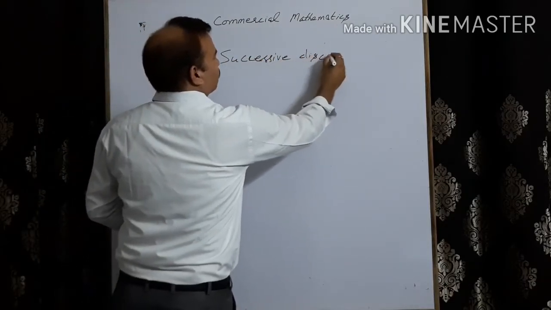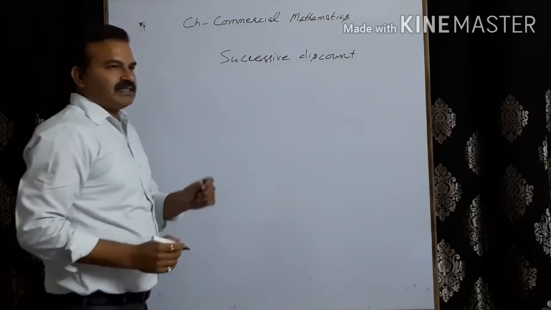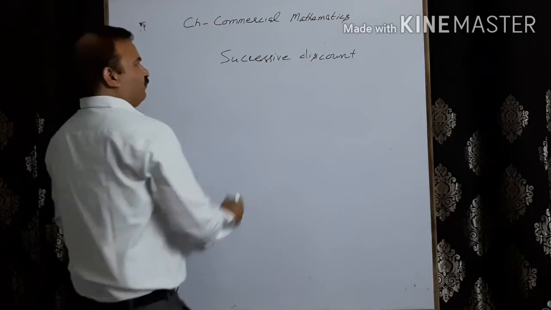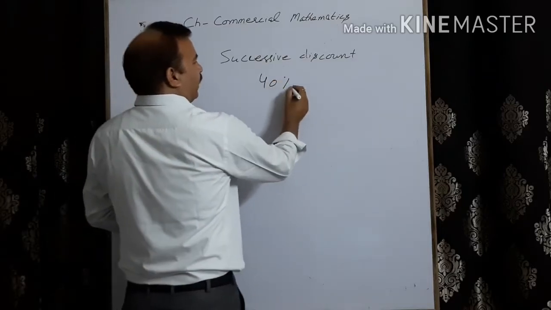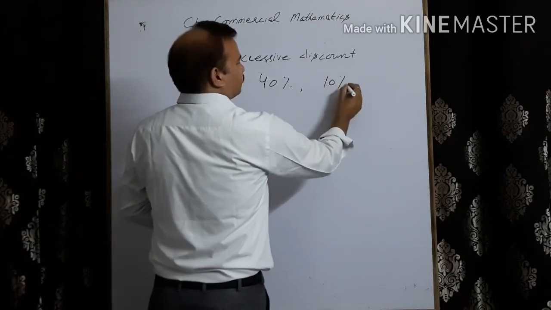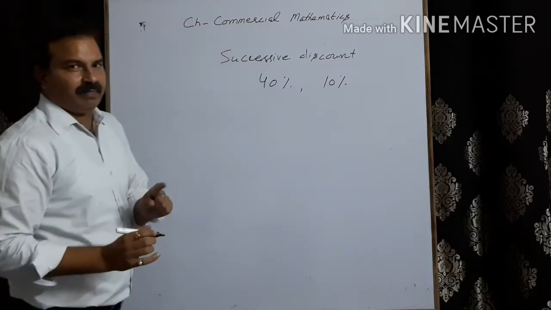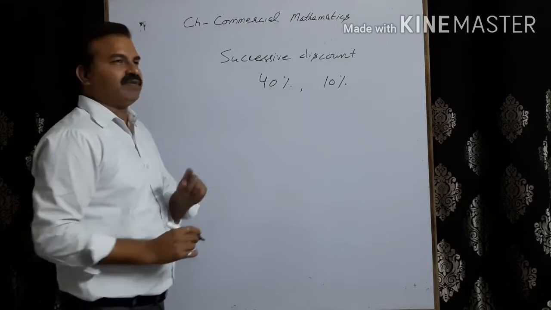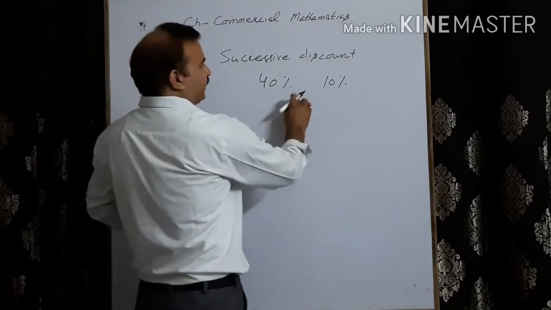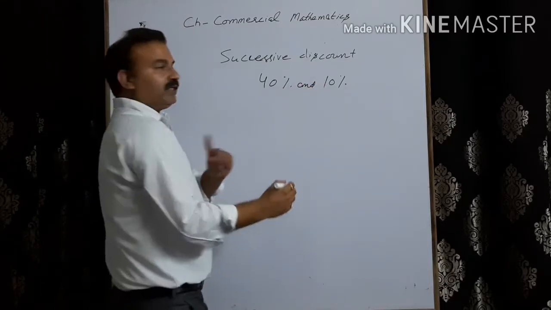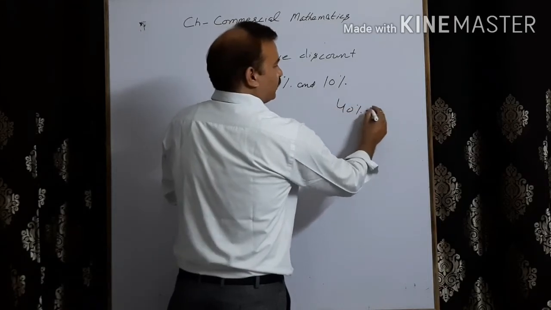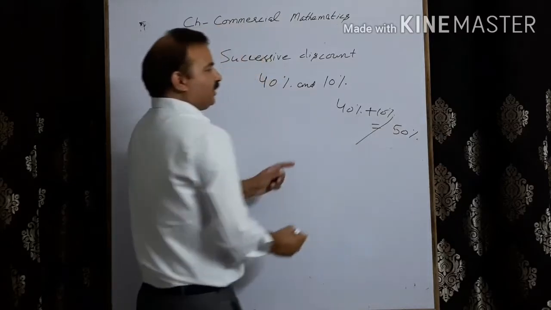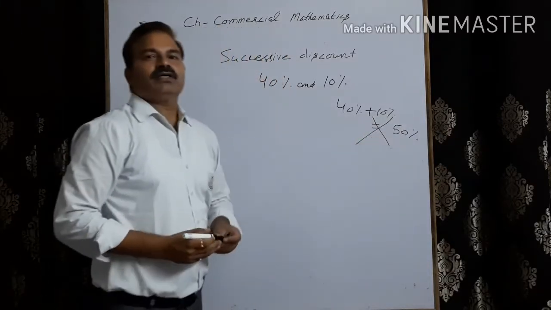Successive discount. Successive discount means the person gives two discounts. One discount is of 40% and the other is of 10%. Please remember, if someone says that the shopkeeper is giving a successive discount of 40% and 10%, this does not mean that 40% plus 10% is equal to 50%. No. In case of discount, this thing is wrong.